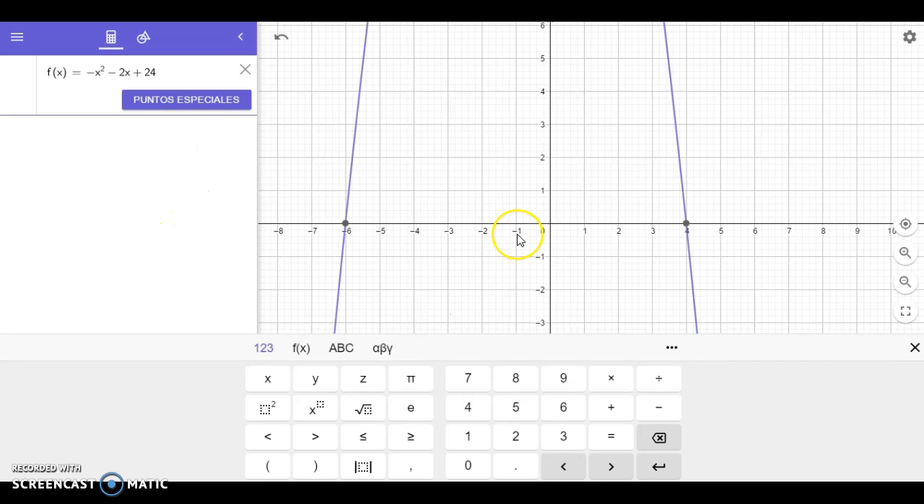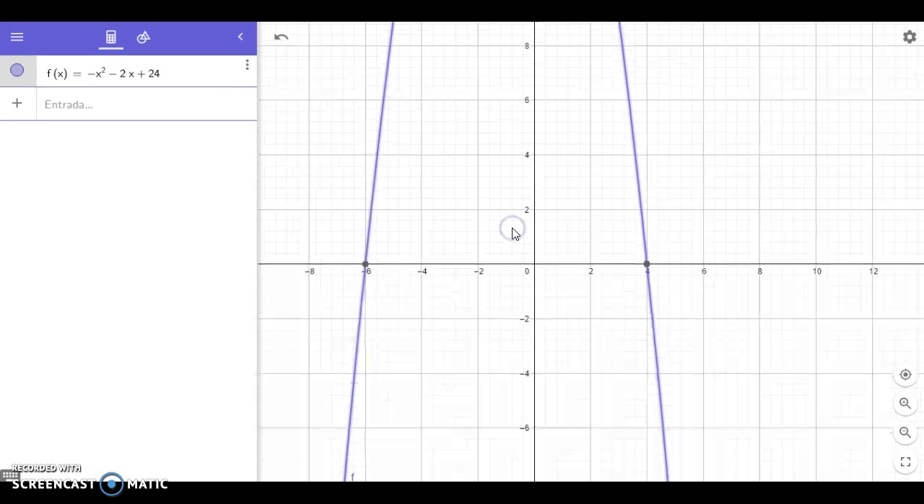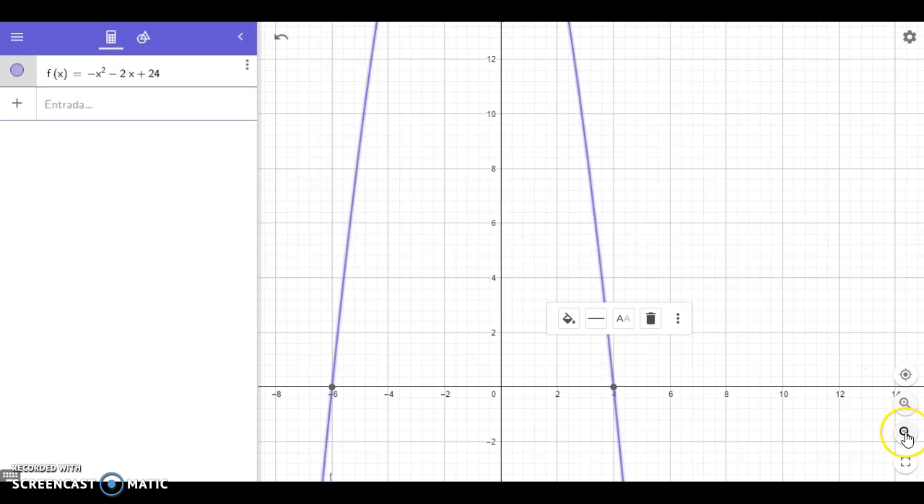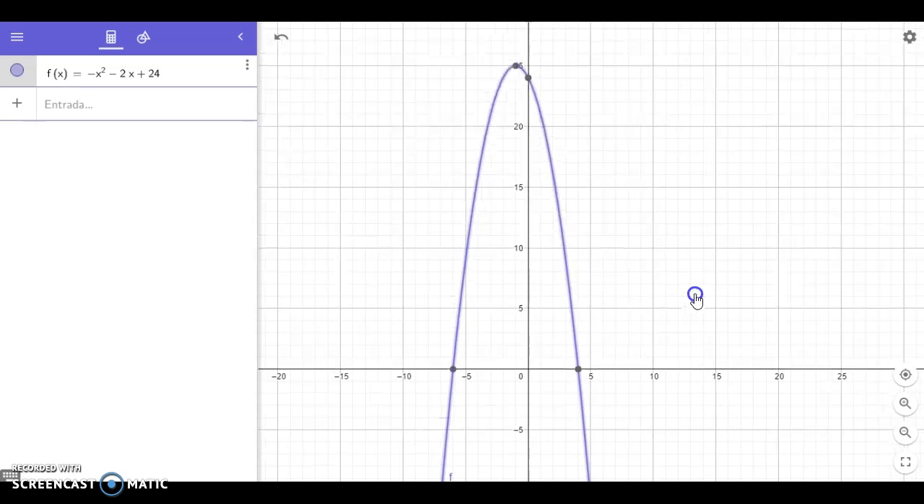All right, so here we already have a parabola. Let me just zoom out. We'll have it in blue so that we can distinguish it. Okay, so what we want to do is tell if it opens upward or downward, look at the domain, the range, and the vertex, the y-intercept, and the x-intercept. So, okay, I'll show you how.